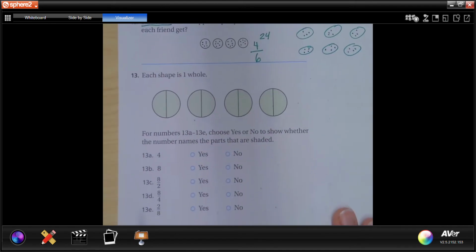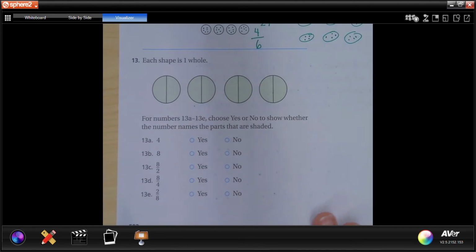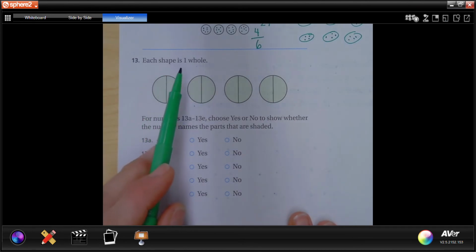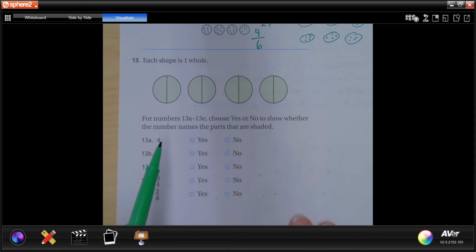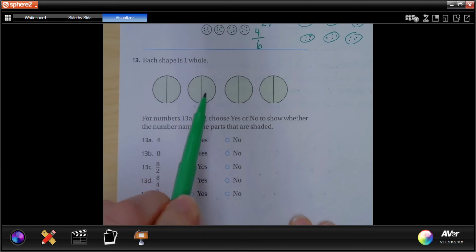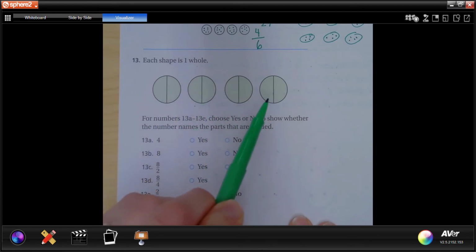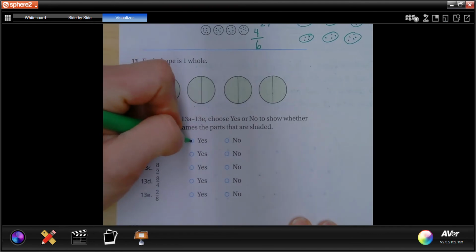Number 13. Each shape is one whole. So this is one whole. For numbers 13a through e, choose yes or no to show whether the number names the parts that are added or shaded. 13a. 4. Are there 4 whole? 1, 2, 3, 4. Yes, there are 4 whole.